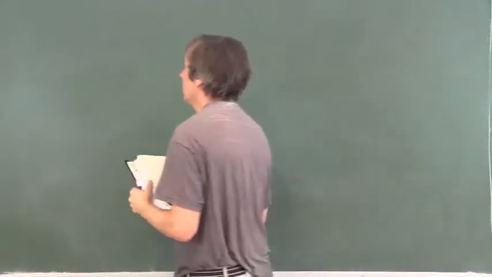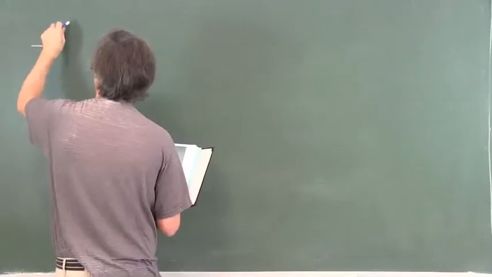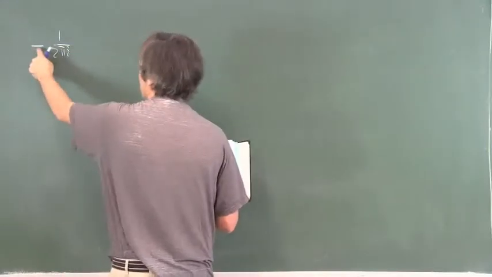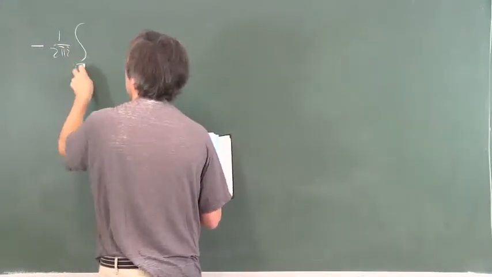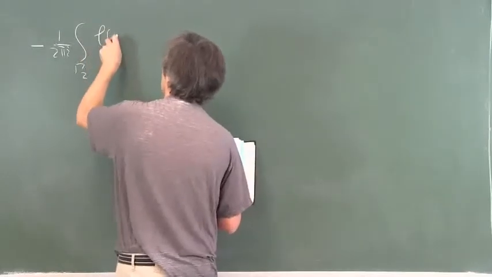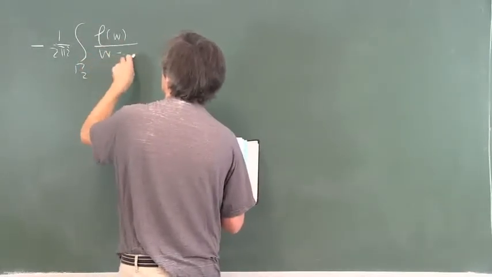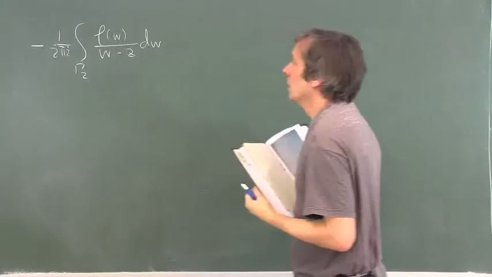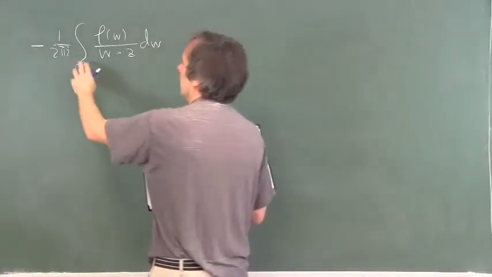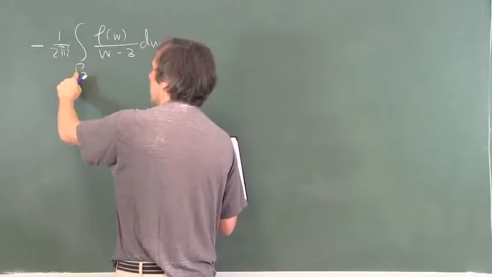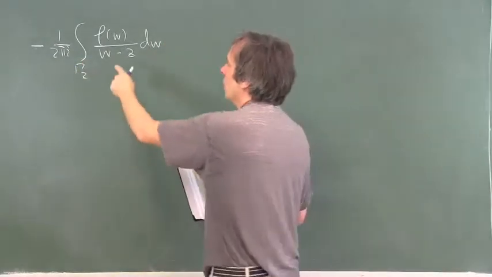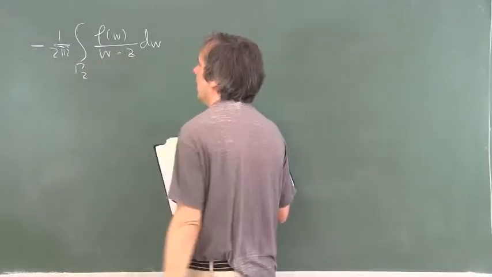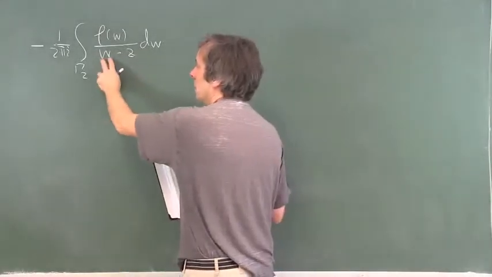So now let's turn to the second part. We had this expression then. Remember we had a minus sign, and then the integral over gamma 2 of f of w divided by w minus z dw. Now, in this case, you see that since gamma 2 is the inner curve, in this formula the absolute value of z will always be larger than the absolute value of w.